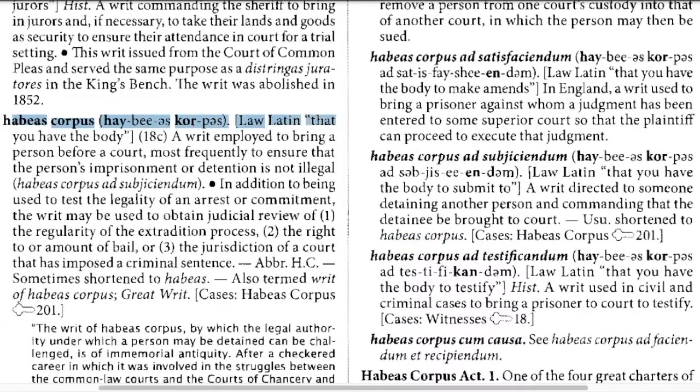So the habeas corpus is the law, Latin, from you have the body. It's a writ employed to bring person before court, most frequently to ensure that the person's imprisonment or detention is not illegal. In addition, and that's the habeas corpus ad subjiciendum, in addition to being used to test the legality of an arrest or commitment, the writ may be used to obtain judicial review of one, the regularity of the extradition process, which we'll be getting to, two, the right to or amount of bail, or three, the jurisdiction of a court that has imposed some criminal sentence, sometimes shortened to habeas, also termed writ of habeas corpus, the great writ.